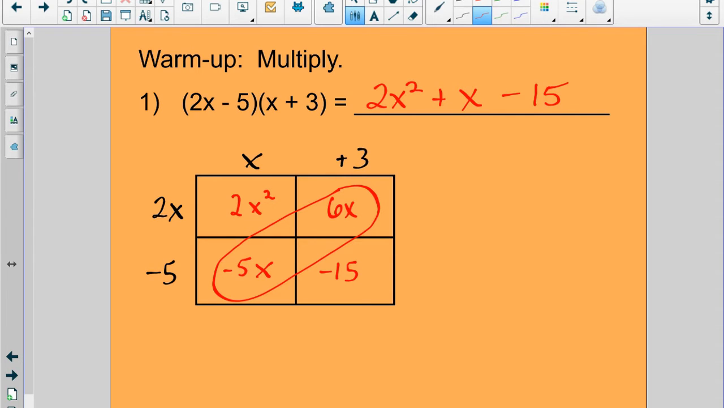So this is how we multiplied polynomials together last unit. Now what we're going to do is basically work backwards. We're going to try to deconstruct this problem by starting with the area, the parts in red, and trying to figure out what those binomial factors are.